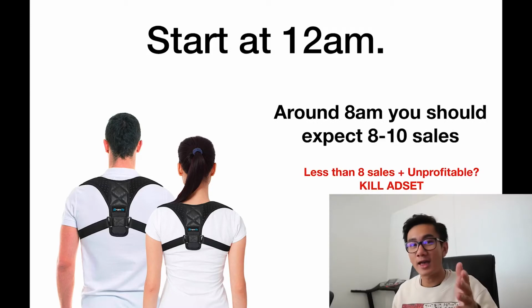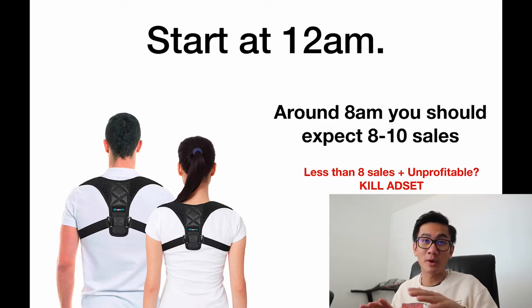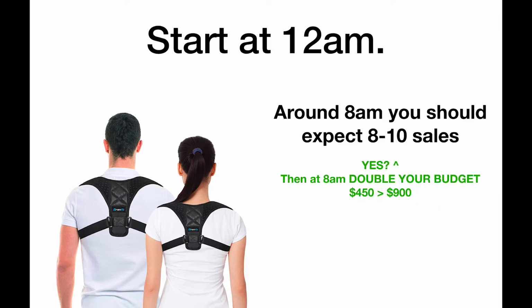Now, if you don't see 8 to 10 sales and it's unprofitable, you're going to want to kill the ad set right there, right then, and save your money and cut your losses. But if you do, you're going to then double your budget from $450 to $900. By the way, use this exact same formula with any one of your own winning products: take your own cost per purchase, times that by 30, then double that budget. So you just follow this step by step and plug in your own numbers.